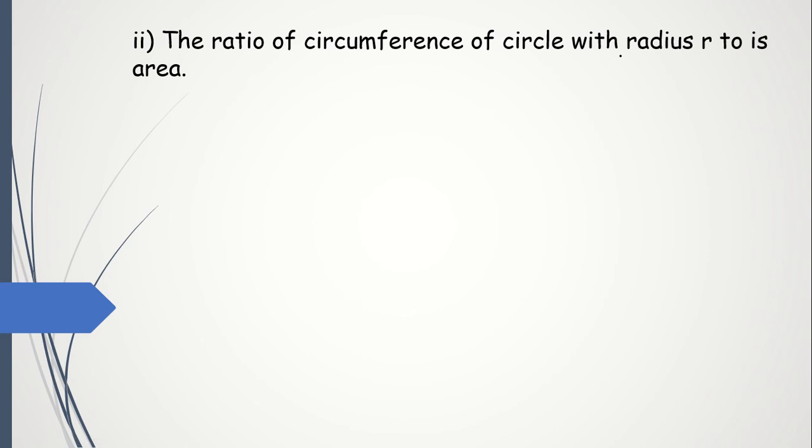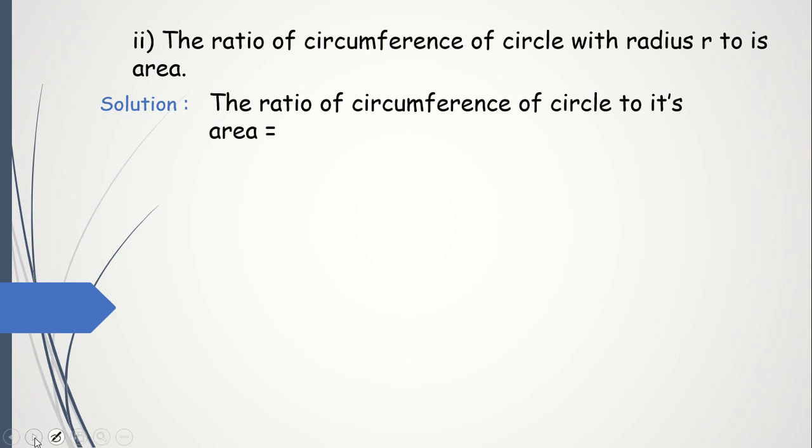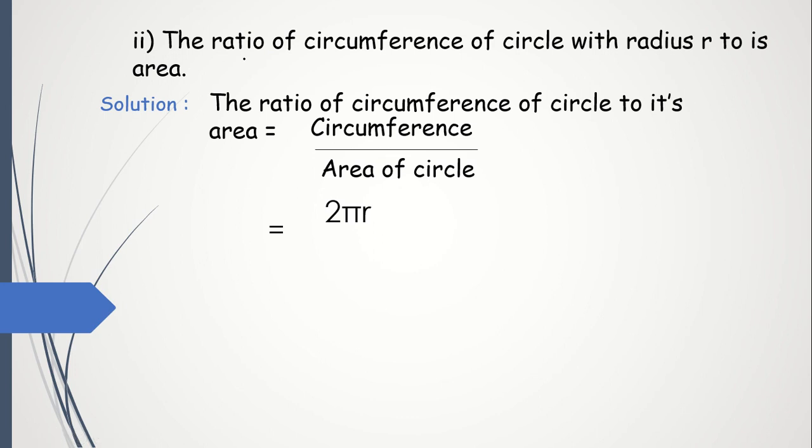The ratio of circumference of a circle with radius R is to its area. So circumference upon area of a circle. Don't get confused here. They have given you that there is a circle whose radius is R, and what do we have to find? The ratio of circumference to its area.